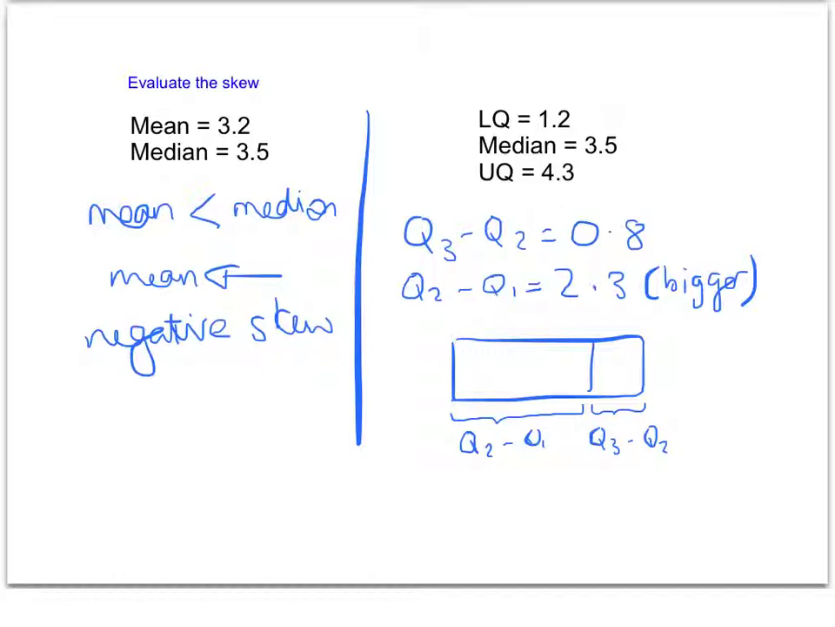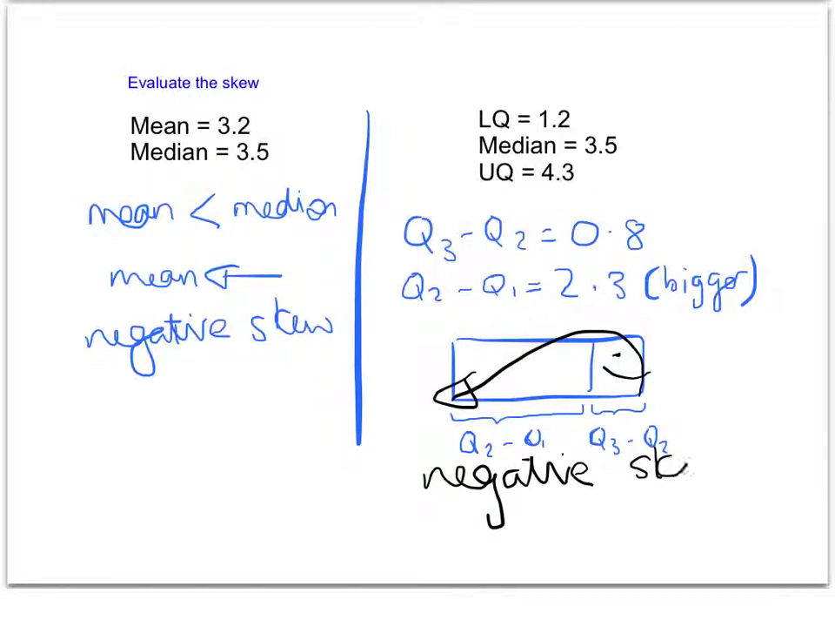So our box plot looks like this, which means our whale looks like this. His tail's on the left. That's a negative skew. And in the exam, to show, because obviously drawing a whale isn't really a mathematical method, to show that you understand why it's a negative skew, you would say Q2 minus Q1 is bigger than Q3 minus Q2, all the other way around for a positive skew.